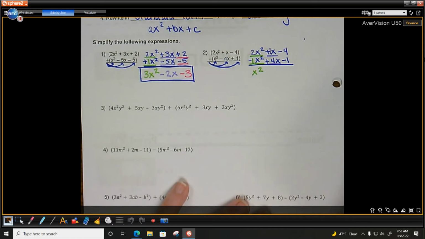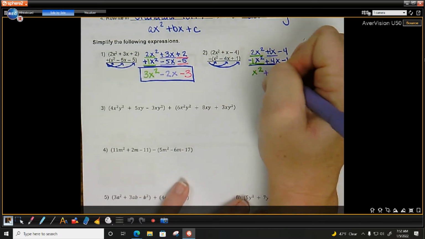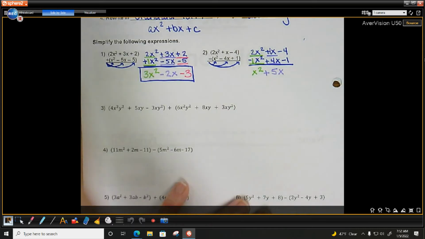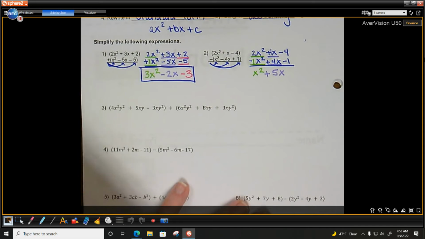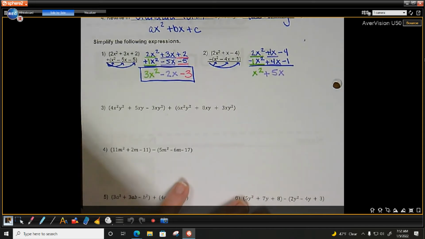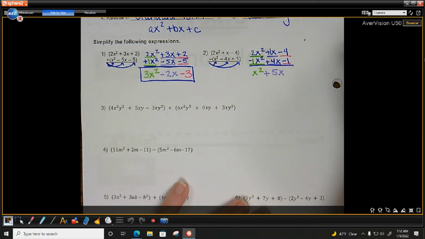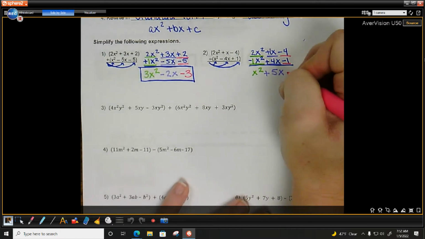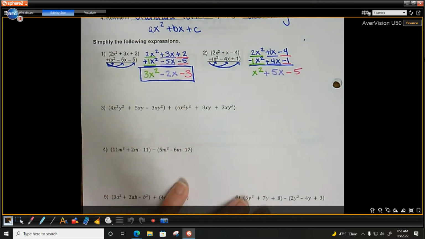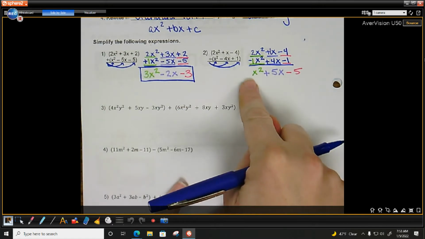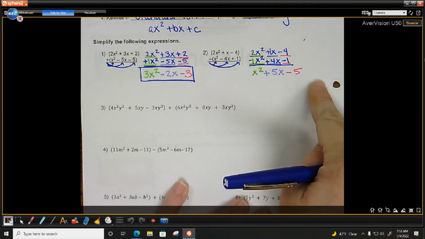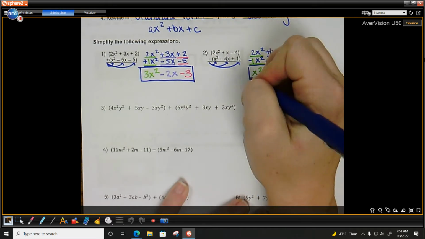So plus 5x, because remember, our terms are separated by addition and subtraction signs, so you have to have a plus or minus in between each of your terms. And then I have a minus 4, minus 1. Minus 5, negative 5. Very good. Do I have any more like terms? Nope. Are we in order from big exponent down to no exponents? Yep. There we go.